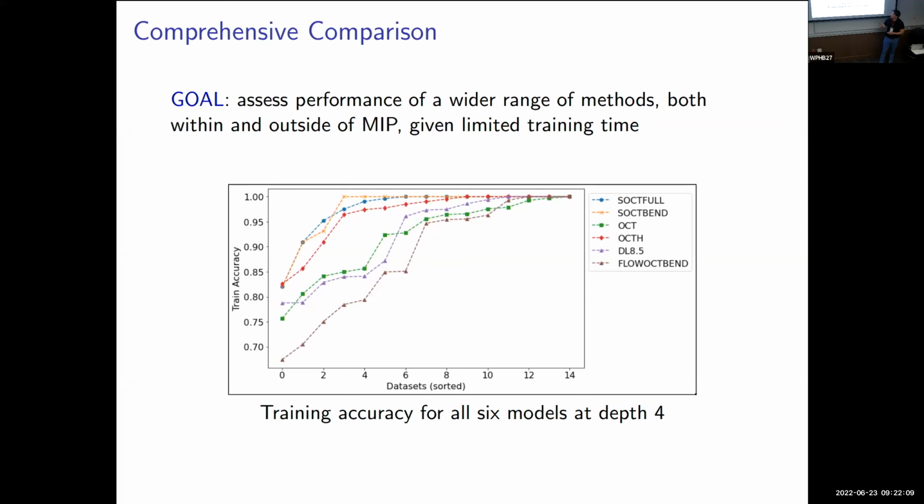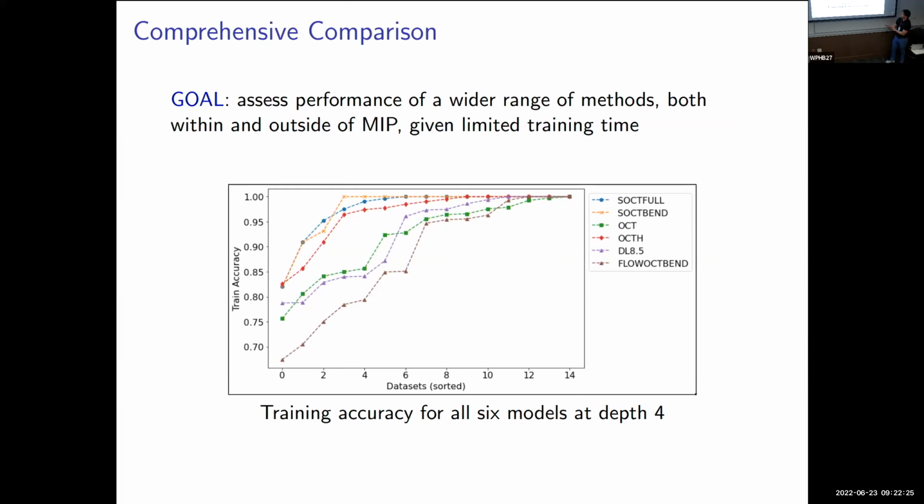So right, these are the train accuracies. This is sorted by data set, so everybody's sorted individually by data set. Data set 0 is not one data set for everybody. All of these lines are monotonically increasing.